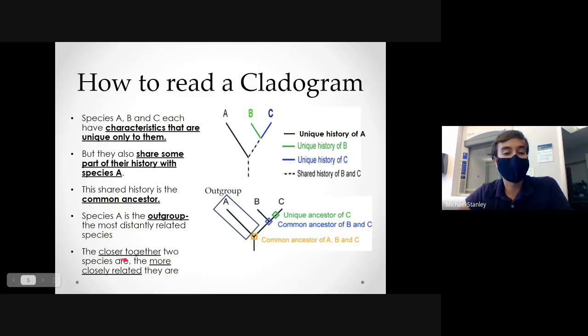So again, the closer together two species are, the more closely related they are. And in general, the species that's the first to branch off, that's the least like all the other ones, is called the outgroup. So in the case of comparing dogs and chimpanzees and humans, dogs would be the outgroup. They are least similar to all of the other groups in our cladogram.